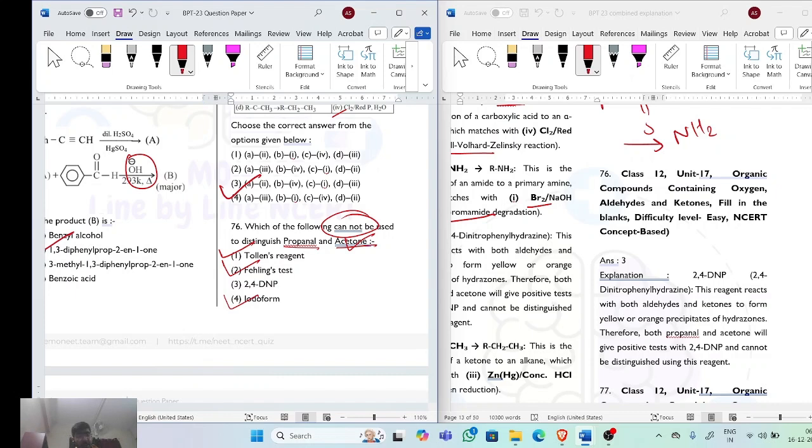Tollen's can give a positive for the aldehyde but not for the ketone. Fehling's will give a positive for propanal, but it will not give a positive for acetone. Similarly, iodoform requires the CH3CO group for its positive test. So the remaining option, which is 2,4-DNP, cannot do this. So option number C will be our correct answer.